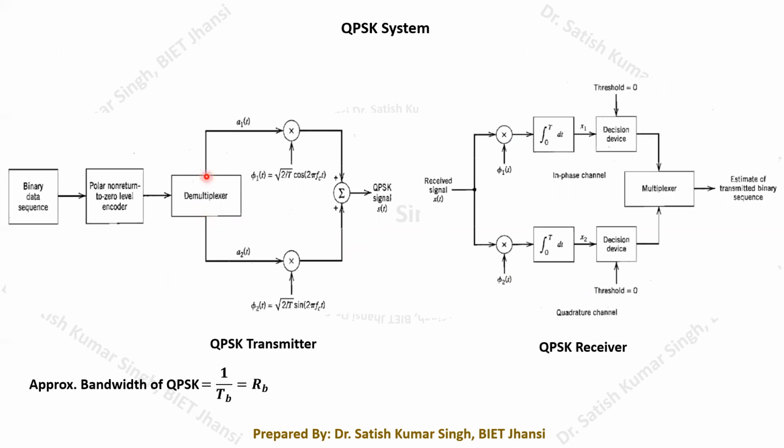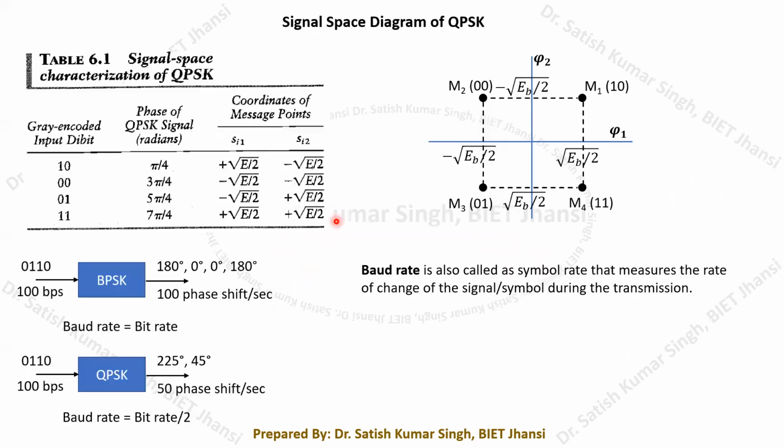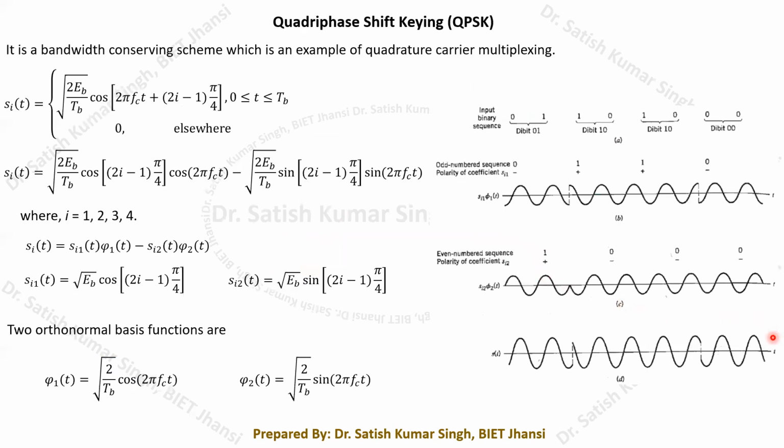First we are taking the first bit, and the corresponding polar non-return to zero signal will be applied to this, and then this has to be multiplied with the basis function. Then, correspondingly, for these values of a1(t) we are going to get these values, and again here we are going to get these values, and then this has to be summed up to get this particular QPSK waveform.